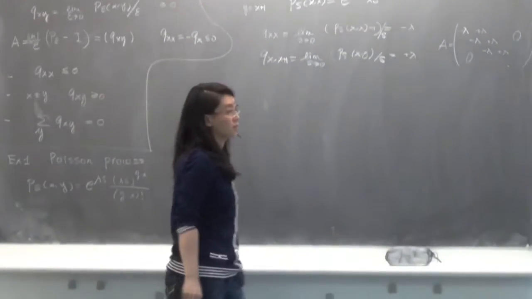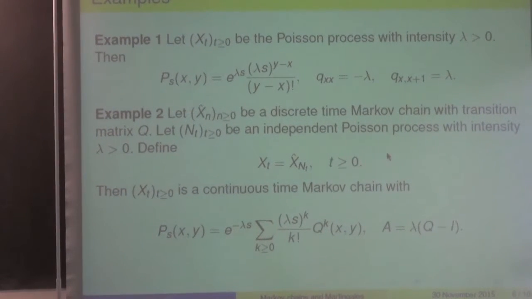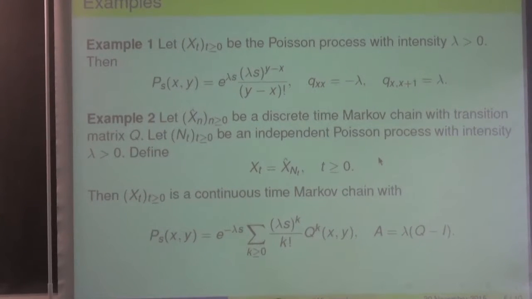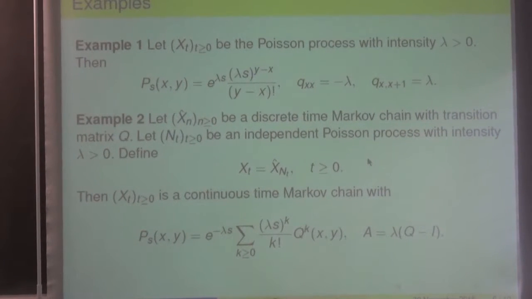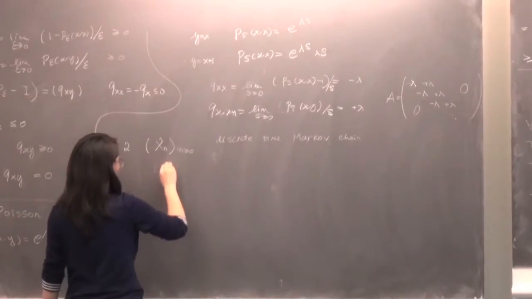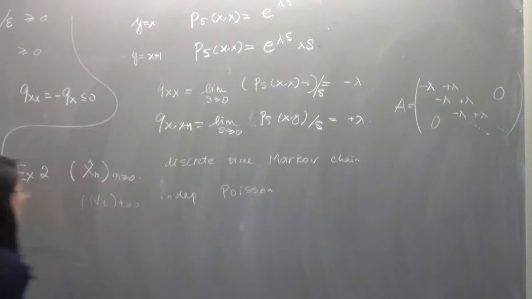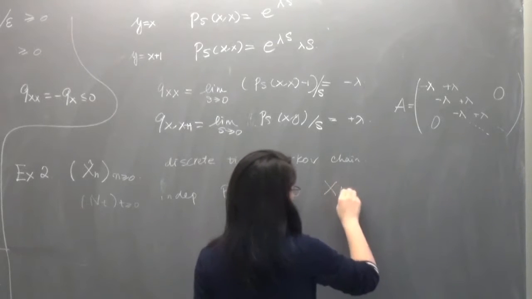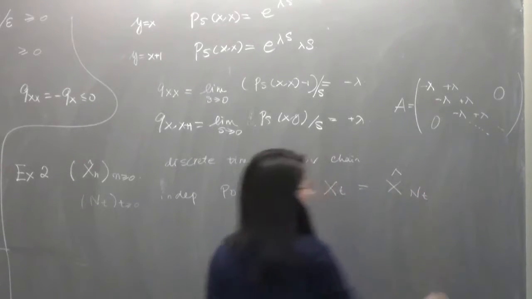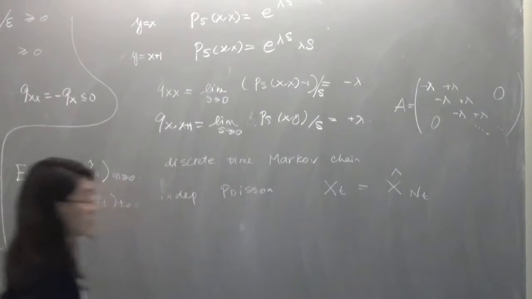The second example is a continuous-time Markov chain constructed from a discrete-time Markov chain. So, second example, suppose X hat is a discrete-time Markov chain, and N_t is an independent Poisson process. Then we define a new process, X_t, so it is X hat taking value at N_t. In the last lecture, we already showed that this new process X_t is a continuous-time Markov chain.